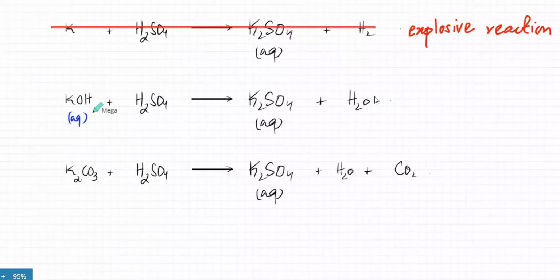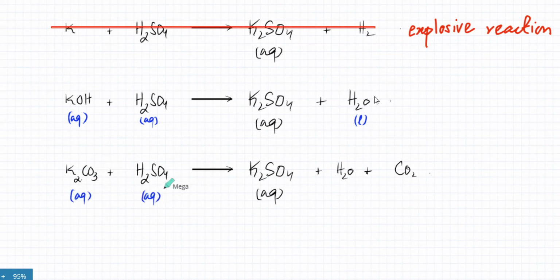So potassium hydroxide is soluble, H2SO4 is, all acids are by default soluble, K2SO4 is already aqueous, and H2O is a liquid. You don't write aqueous with H2O because it won't make sense, H2O being dissolved in H2O, so you just write liquid. Similarly, potassium carbonate, anything that belongs to group 1 is soluble, H2SO4 is soluble as well. Water is a liquid and CO2 is a gas.